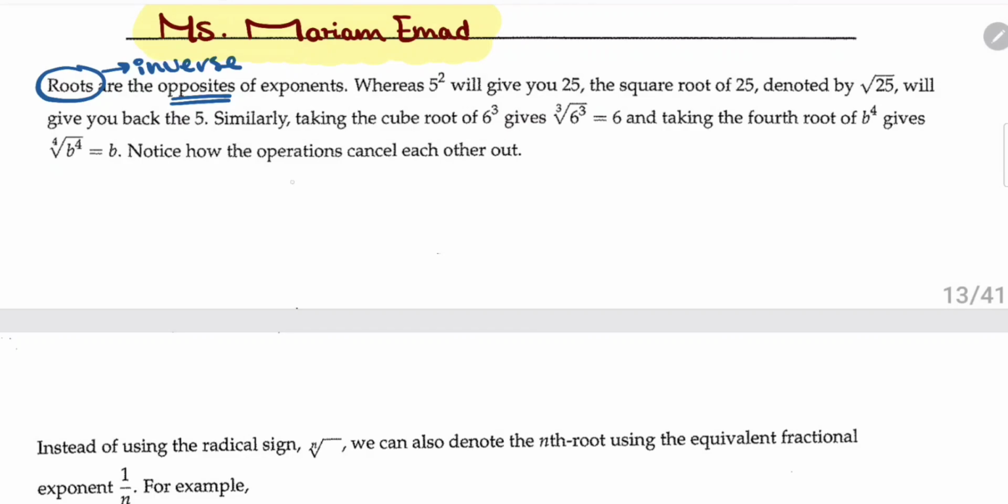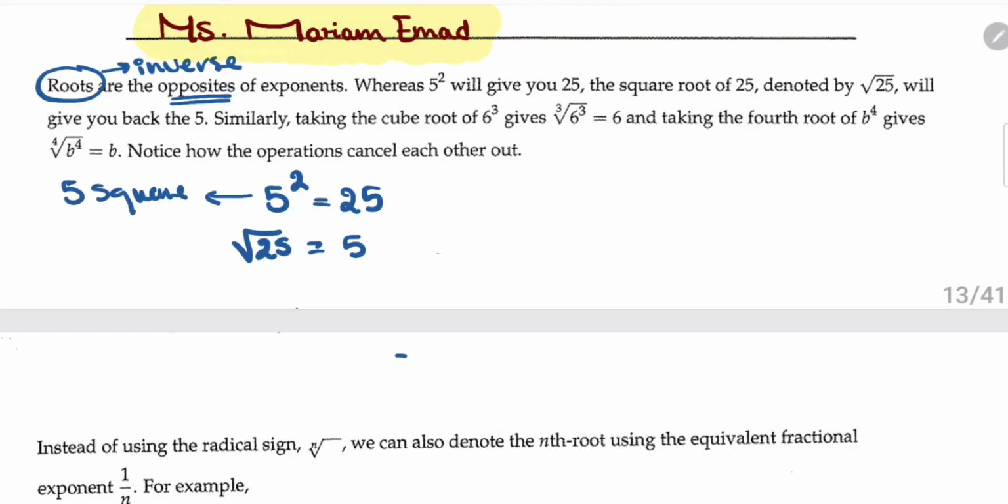Let's take an example. You know that 5 to the power 2 equals 25. The inverse operation, or the opposite: if you take the root of 25, it will be 5. Back again to its form, it's 5. So, power 2, the inverse of it is the square root. So this is 5 squared, the inverse of it, the square root of 25, it will be 5.